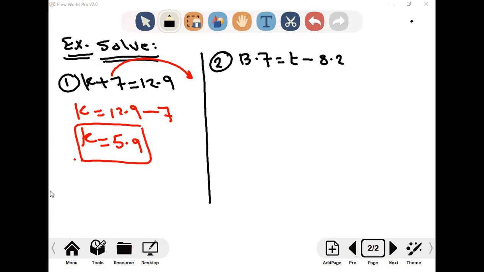Now, 13.7 equals t minus 8.2. Here our variable is t, right? Fine. What's the connected number? Negative 8.2. Not negative 8, it is negative 8.2. We always take the negative with the connected number. Now I need to get rid of this negative 8.2 to make t alone, right? How do we get rid of it? We shift it. Here it is to the right, so I shift it to the left.